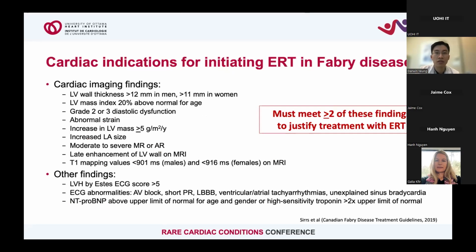Because of the high potential cost of enzyme replacement therapy, there are specific indications, including cardiac indications, for initiating therapy in patients with Fabry disease. And this is a list that was taken from prior Canadian guidelines. As you can see from this list, a lot of them relate to cardiac imaging findings, and there are also some associated ECG and cardiac biomarker findings as well that could represent criteria for initiation of therapy.